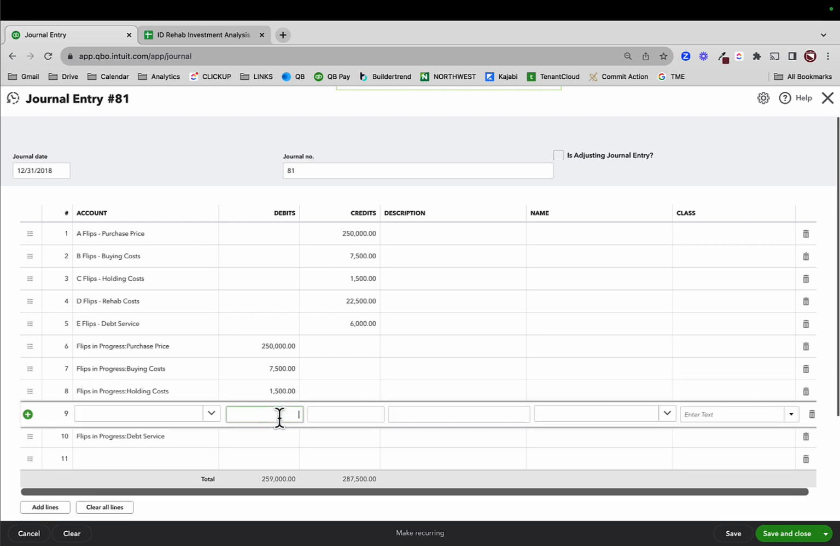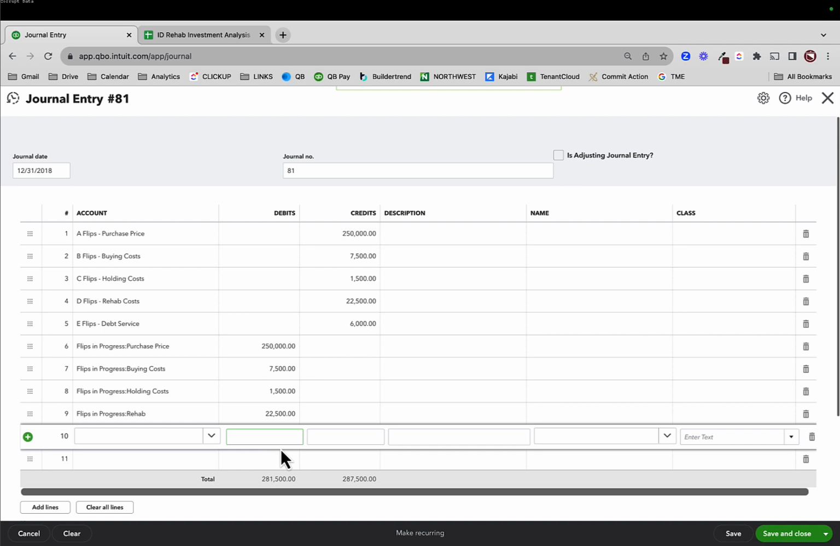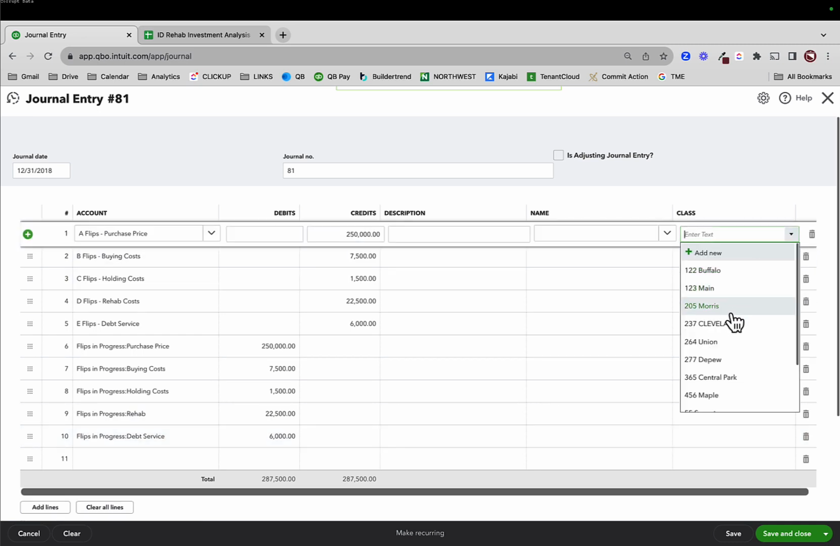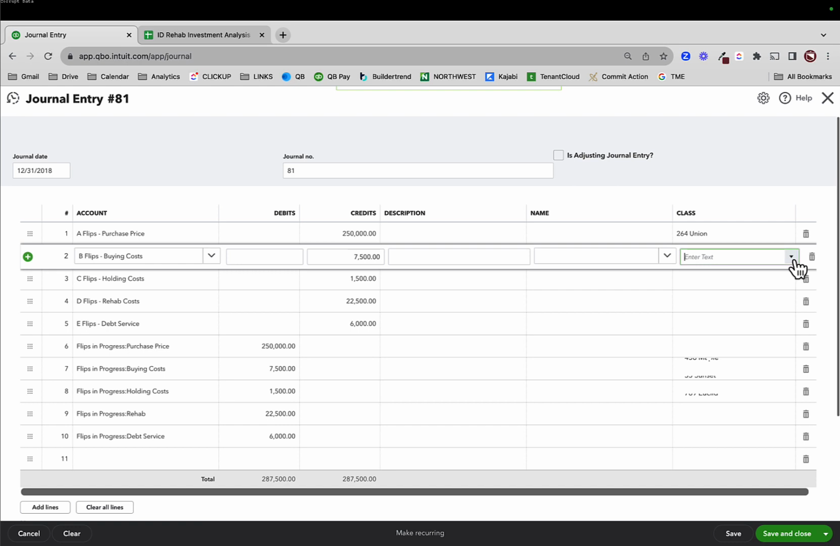Accountants love this, by the way, because they don't want you to take that deduction yet. You shouldn't. You should wait till that project is completely finished, so that way you can see the project as a whole. Okay, so there we have it. Now, when I make that move, for class, we're going to put in 264 union for everything. Okay.